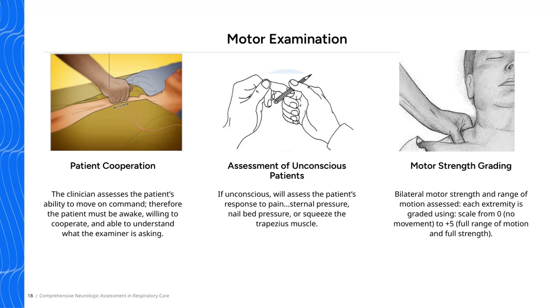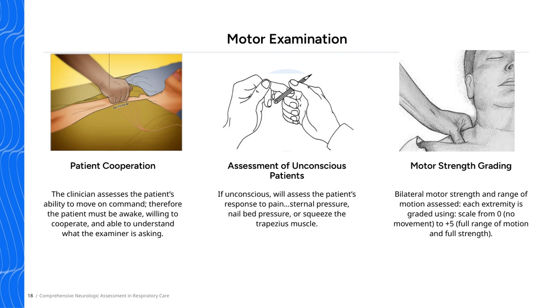Let's take a closer look at the motor strength assessment. When evaluating each extremity, we grade the muscle strength on a scale from 0 to +5. 0 indicates no movement at all, while +5 represents full range of motion with maximal strength. This helps us quantify the patient's motor function accurately.